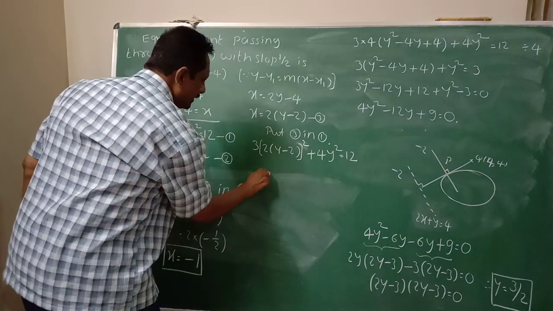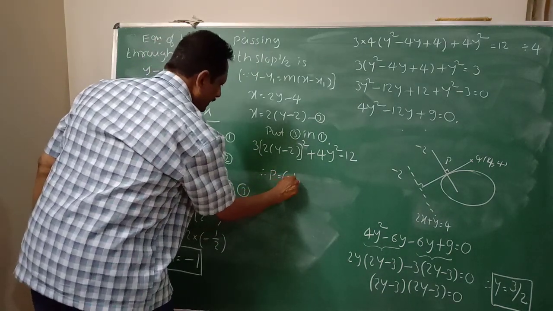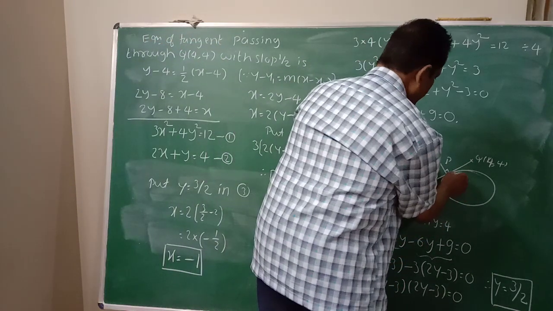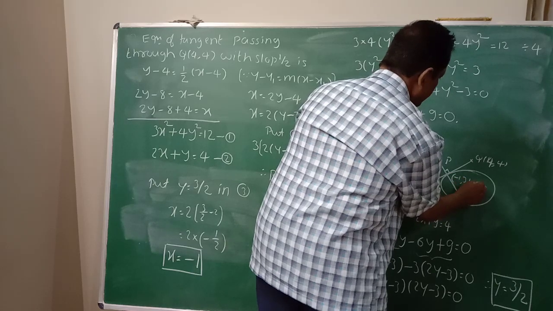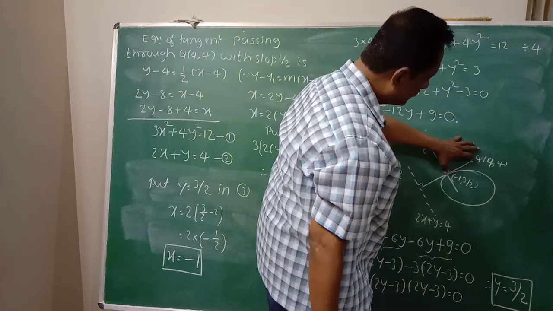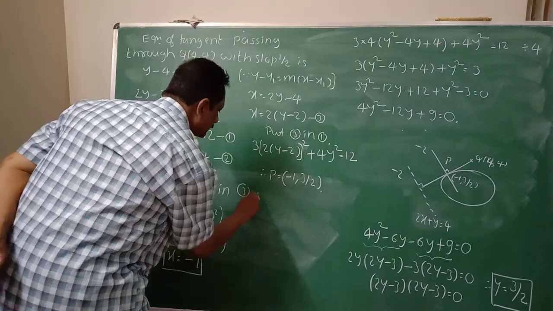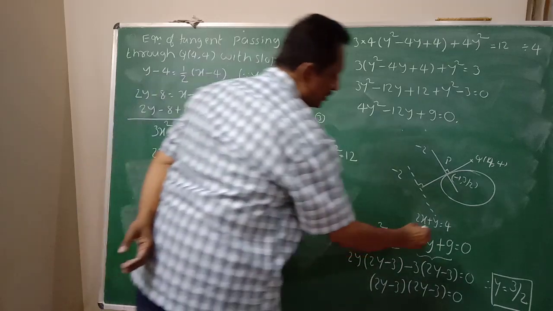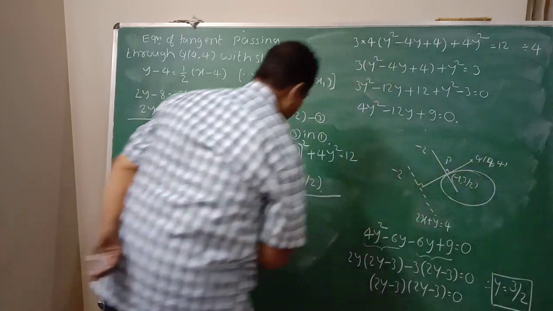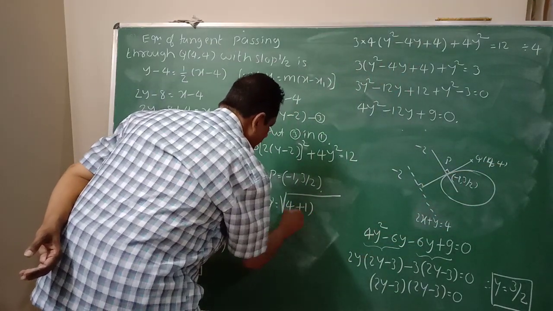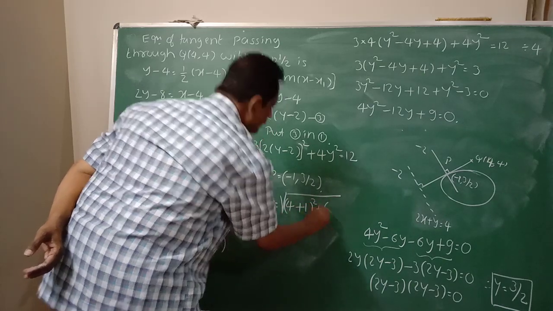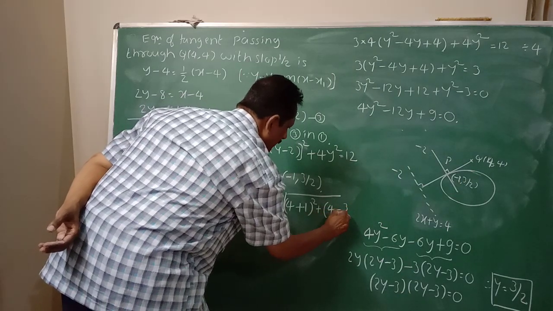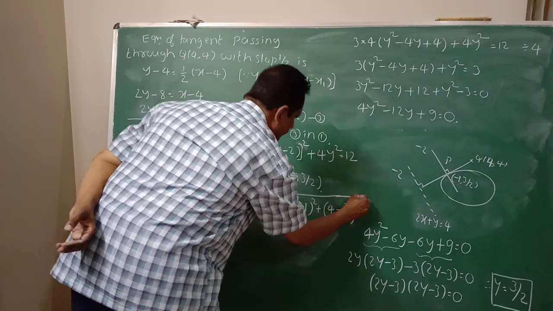Therefore coordinate of point P here. P is equal to minus 1, 3 divided by 2. Okay. Coordinate of this point is minus 1 comma 3 divided by 2. So use the distance formula. Therefore PQ is equal to root of 4 plus 1 whole square plus 4 minus 3 by 2, so 4 minus 3 divided by 2, it's a square here.